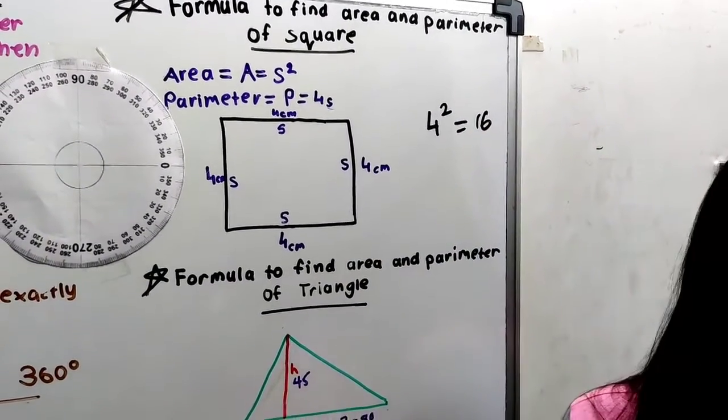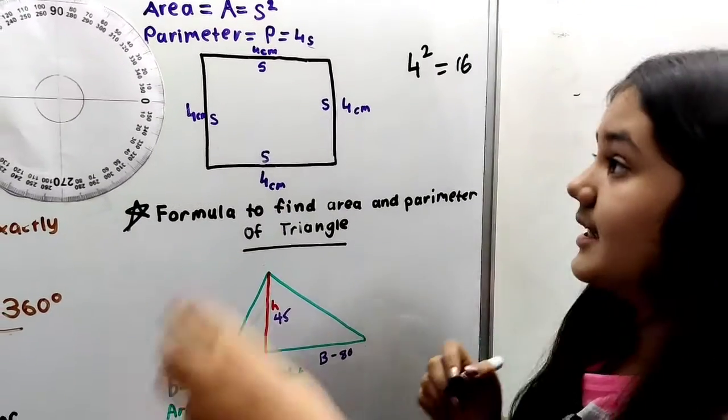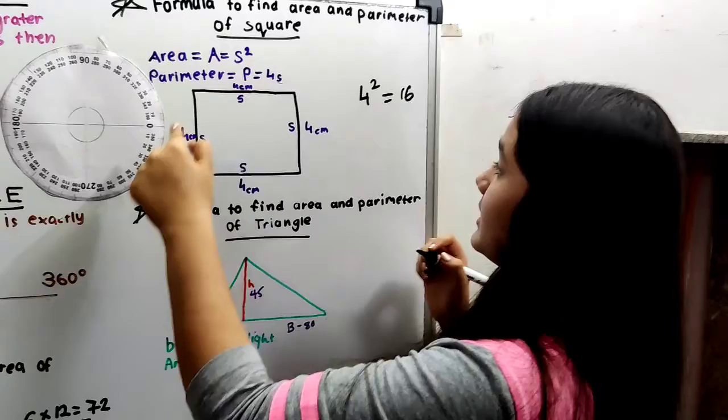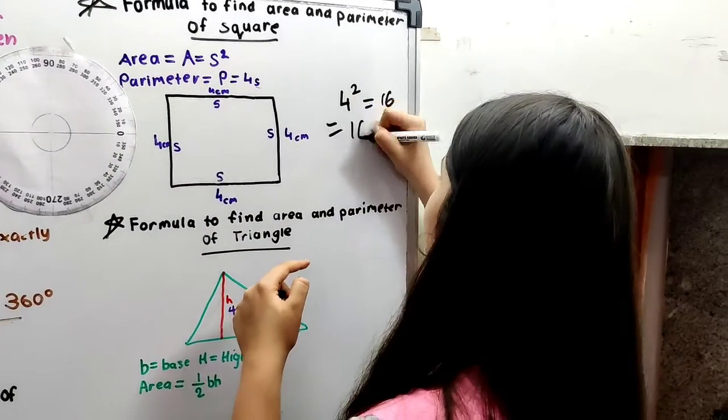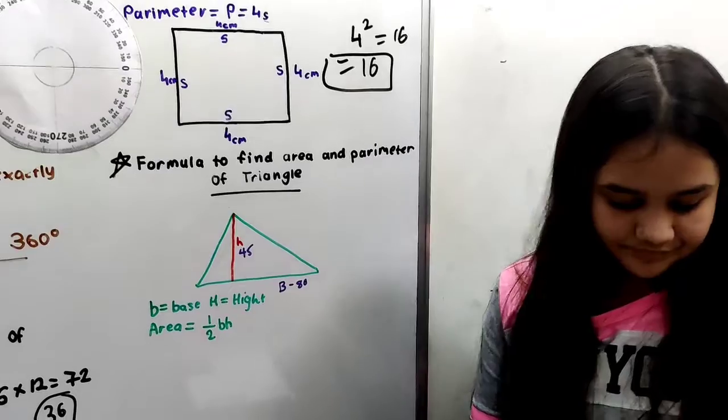Now for perimeter, we have to add it. Basically, I told you in rectangle. So 4 plus 4 plus 4 plus 4 is basically 16. So this is our perimeter.